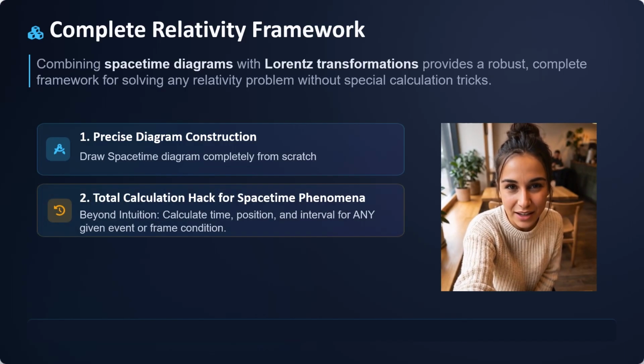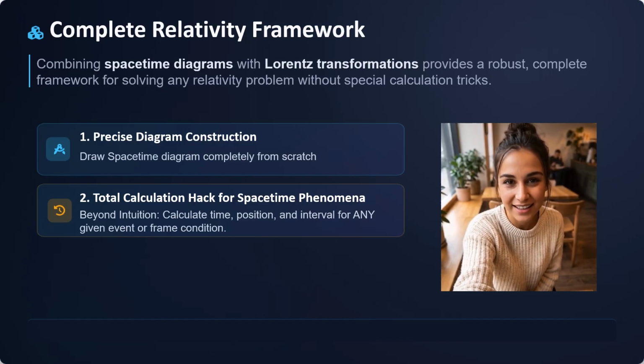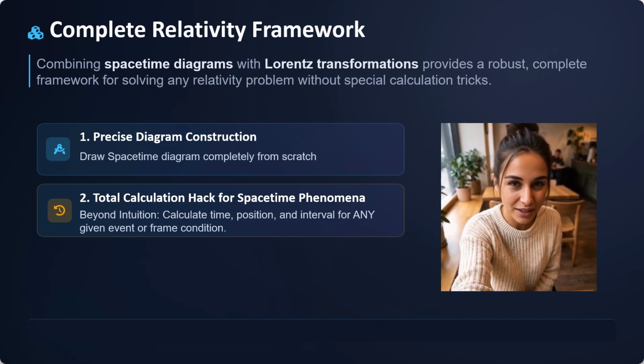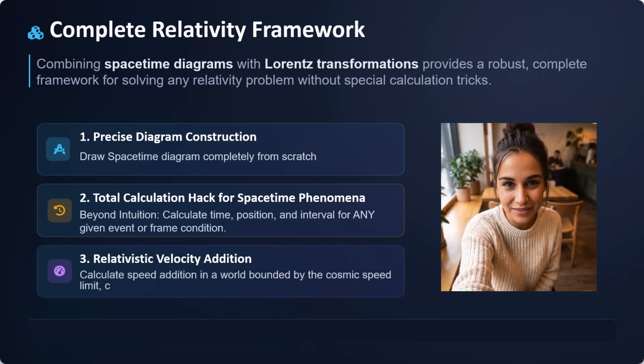Treasure number 2. Total calculation hack for spacetime phenomena using Lorentz transformations. In our last video, we grabbed a visual intuition for time dilation and length contraction using graphs, right? Now I'm going to teach you the technique to plug those into the Lorentz transformation equations and calculate precise values for any given condition. And treasure number 3, relativistic velocity addition. Let's dive straight in and hack our first treasure.